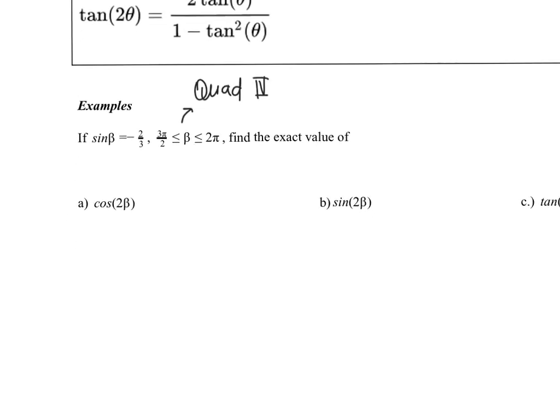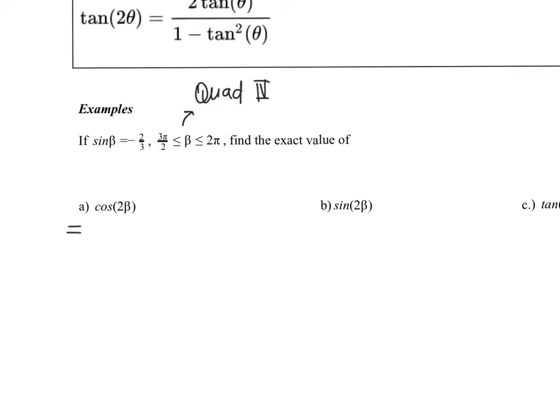So let's start with cosine of 2 beta. When determining which identity to use, we want one that involves sine. And if we look, the second identity for cosine of 2 beta is 1 minus 2 sine squared of beta. So we can use this identity to find cosine of 2 beta.